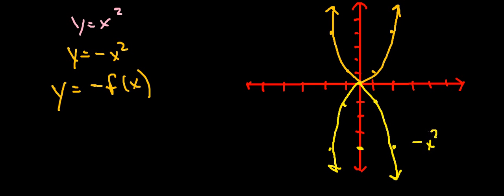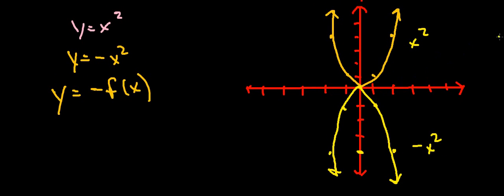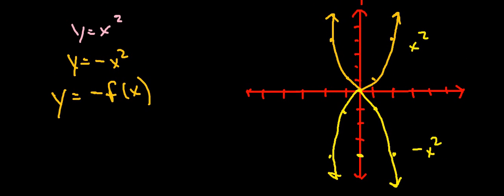So this is minus x squared, and this is x squared. So that's how reflection about the x-axis looks. So now let's talk about reflection about the y-axis. And for this, I'm going to go back to our first example, y is equal to the square root of x, or f of x is equal to the square root of x. So let's put the graph up.